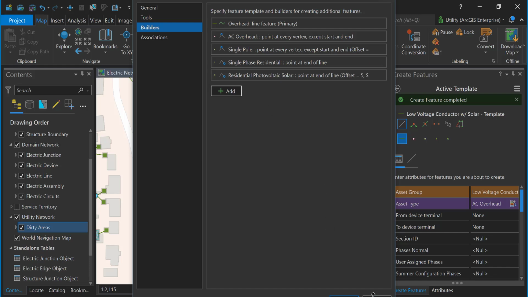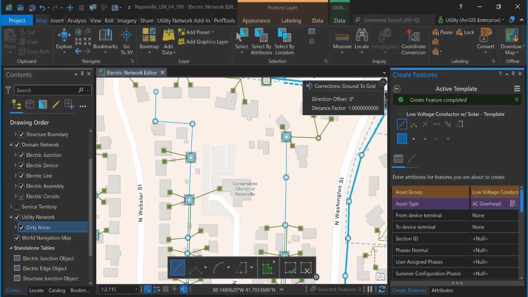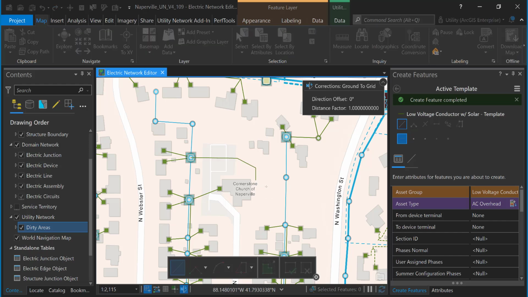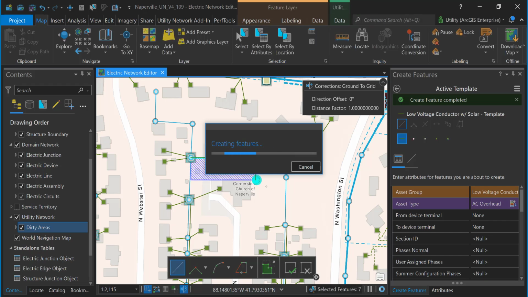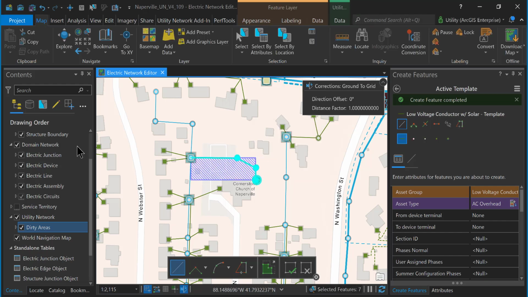So now that we've taken a look at what that template is built from, now let's see what happens when we actually add in those new features. So I'm going to come in here and I'm going to create this new template. I'm going to snap to my transformer here, go across the parking lot, we'll take a corner and another corner. And as soon as I'm done that, we can see that all of those features have been created.